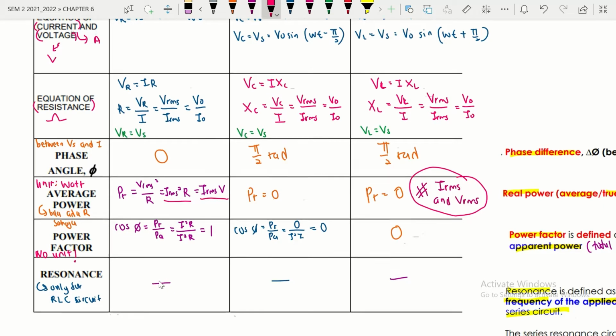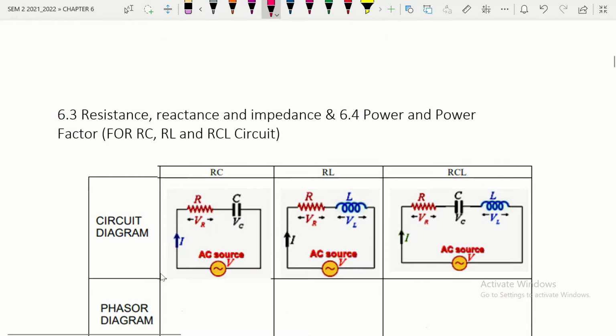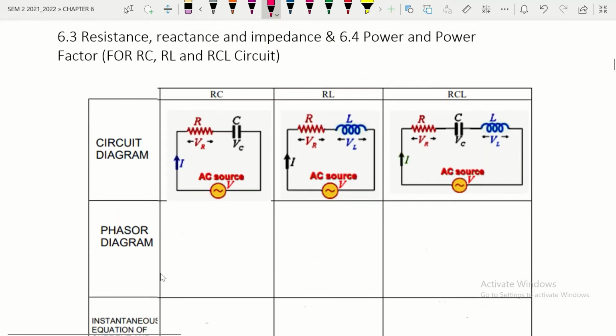So that's all I am going to recap on. Nothing much, because today we are going to look at another 3 circuits, the final 3 circuits. For today's learning outcome, we're going to learn how to find the resistance, reactance, impedance, power and power factor for RC circuit, RL circuit and RCL circuit. So meaning it is not a pure circuit anymore. Maksudnya dia ada gabungan sekarang, gabungan antara resistor dengan capacitor ke, macam tu.